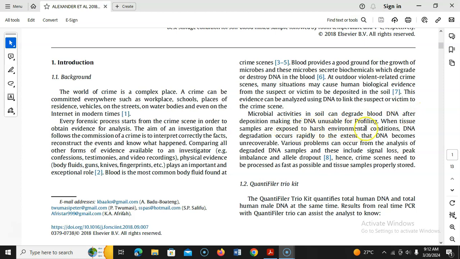Microbial activities in soil can degrade blood DNA after deposition, making the DNA unusable for profiling. When tissue samples are exposed to harsh environmental conditions, DNA degradation occurs rapidly to the extent that DNA becomes unrecoverable. Various problems can occur from the analysis of degraded DNA samples, and these include signal loss, peak imbalance, and allele dropout. Hence, crime scenes need to be processed as fast as possible and tissue samples properly stored.